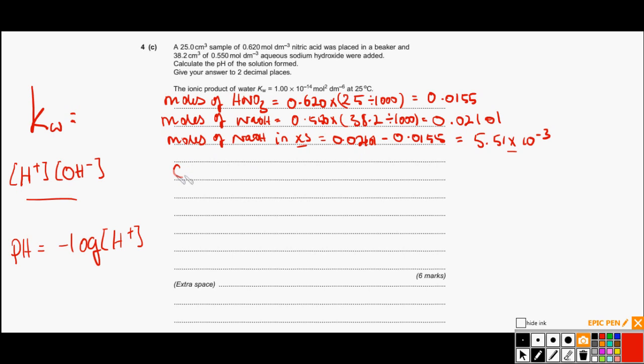So the concentration of OH, or hydroxide, is the excess of NaOH, so that's 5.51 times 10 to the minus 3, divided by the total volume now, which is 25 plus 38.2, which gives us 63.2, divided by 1000. Again, we want it in decimeters, and we're given it in centimeters. So remember total volume, so add the two volumes up, and that gives us 0.0872.